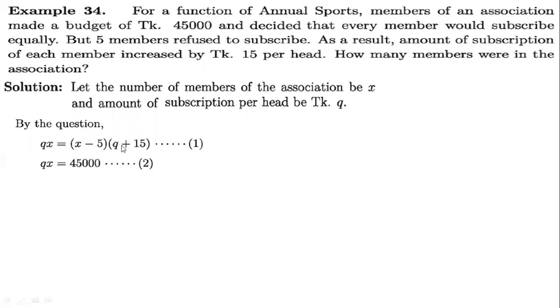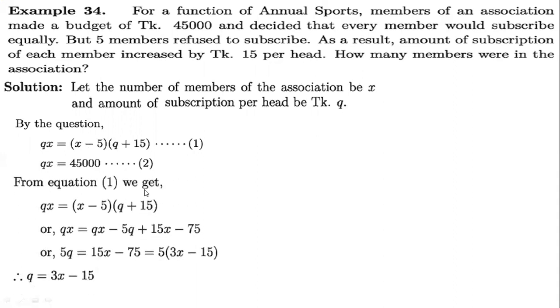These are our two equations. Comparing these two, this part equals this part. From equation 1, we go for calculation: multiply both, then Qx, then x into 15 is 15x, 5 into q is minus 5q, minus 5 into 15 is minus 75. Then Qx is gone, so 5q equals 15x minus 75. Taking 5 common, q equals 3x minus 15.